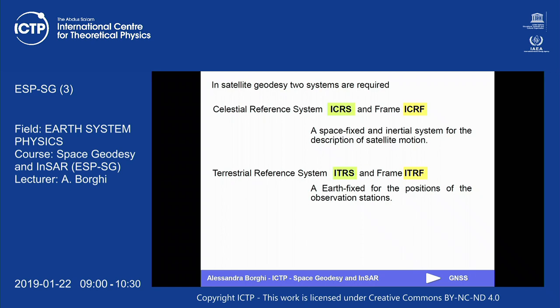Okay. So, celestial reference system, this is a space-fixed inertial system for the description of satellite motion. Because we have satellites that are moving, the Earth is moving, so we need something more stable, inertial, to control the relative position between satellite and Earth. And we need also a terrestrial reference system and frame. This system is related to the Earth, it's rotating with the Earth.